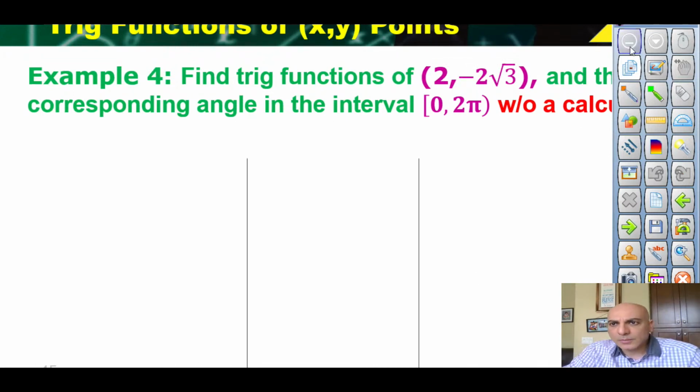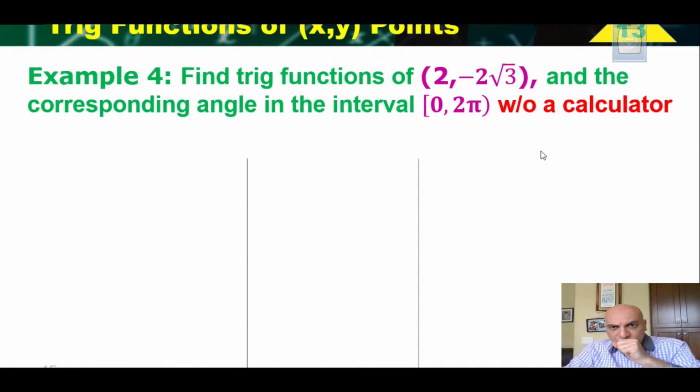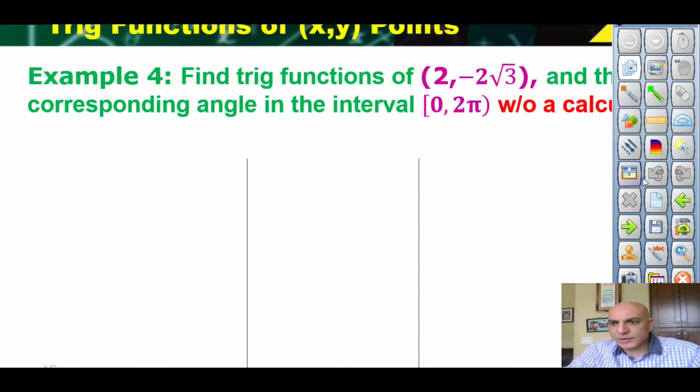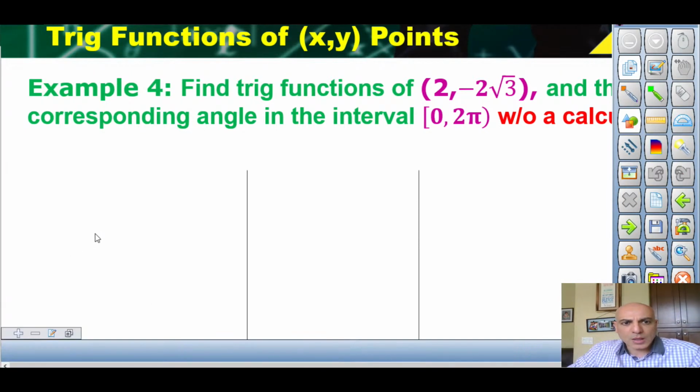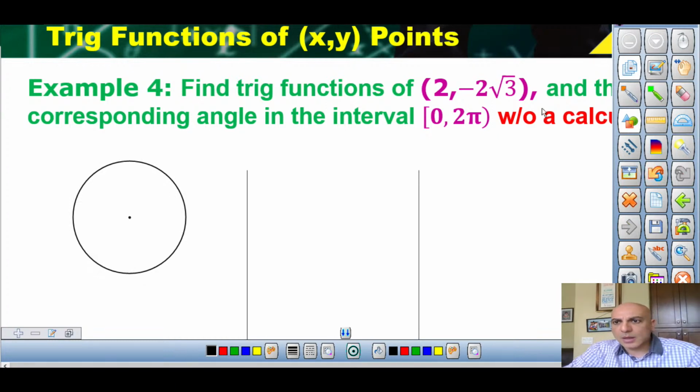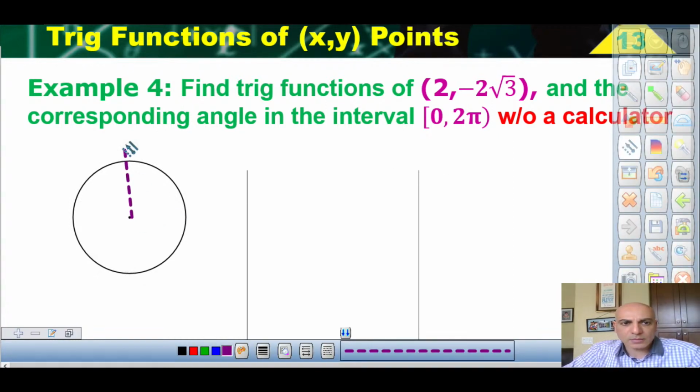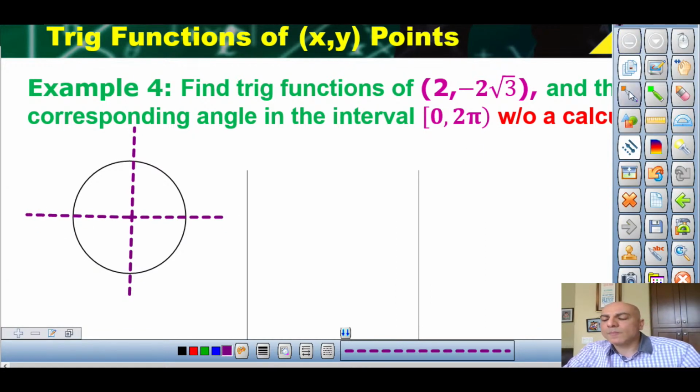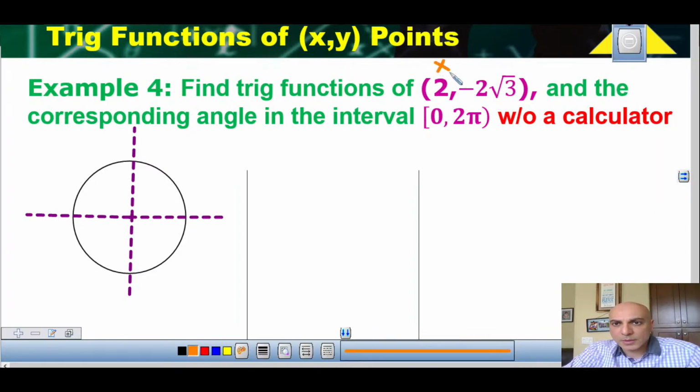Oh, here's another one. Find trig functions of 2 comma negative 2 square root of 3 and the corresponding angle in the interval. Okay. First things first, I'm going to use my tool, and I am going to see where this falls. At least predict, because I don't know exactly what's going on, but I could infer. Higher thinking questions. Okay. This is x, this is y.